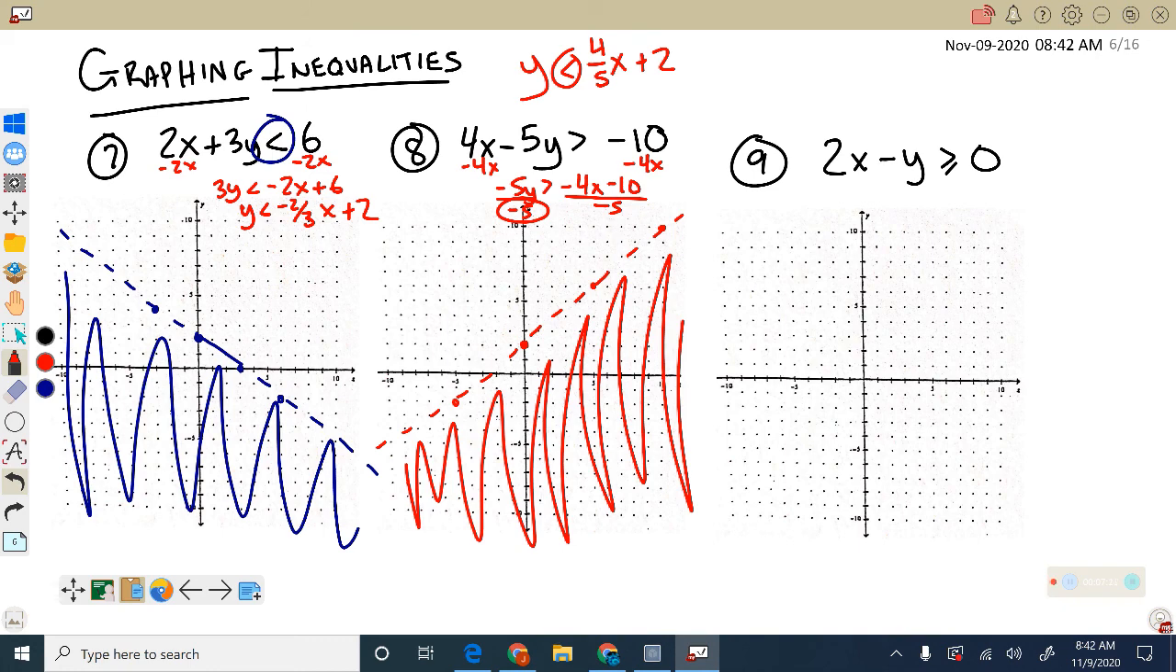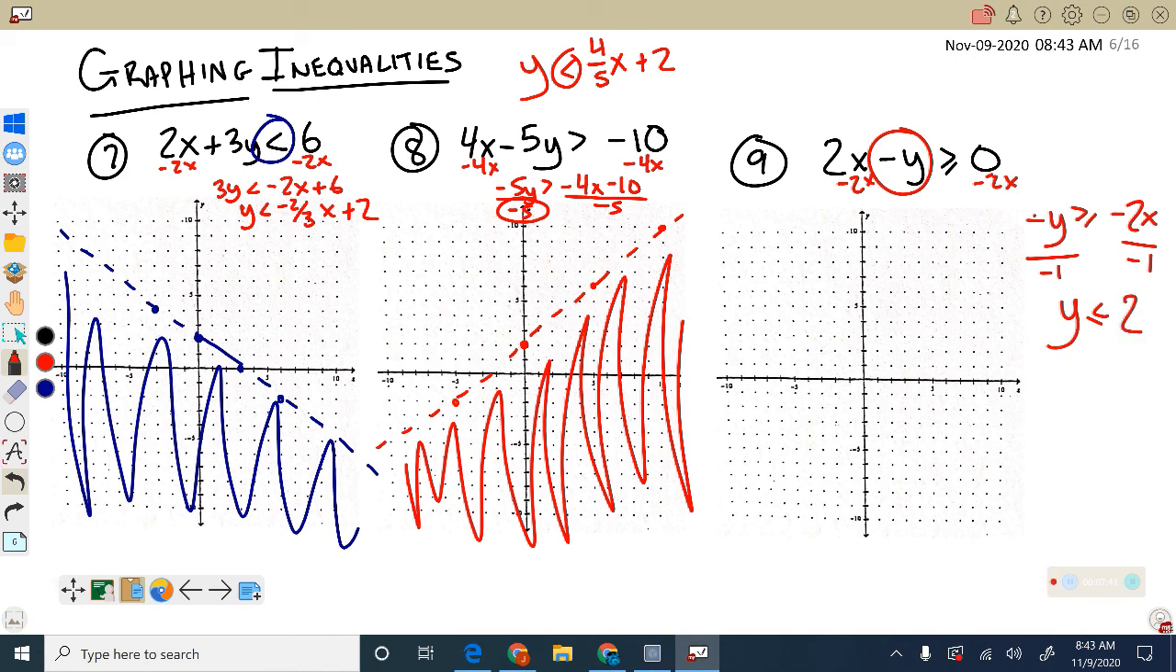Alright, and one last one. I don't see this too often, but it works the exact same way. If I subtract 2x from both sides, that leaves me with negative y, don't forget that negative out there, is greater than or equal to negative 2x plus 0. Who cares? There is no 0. Doesn't matter. But I still need to get rid of that negative by dividing by negative 1. Dividing by negative 1 means the sign's going to change.